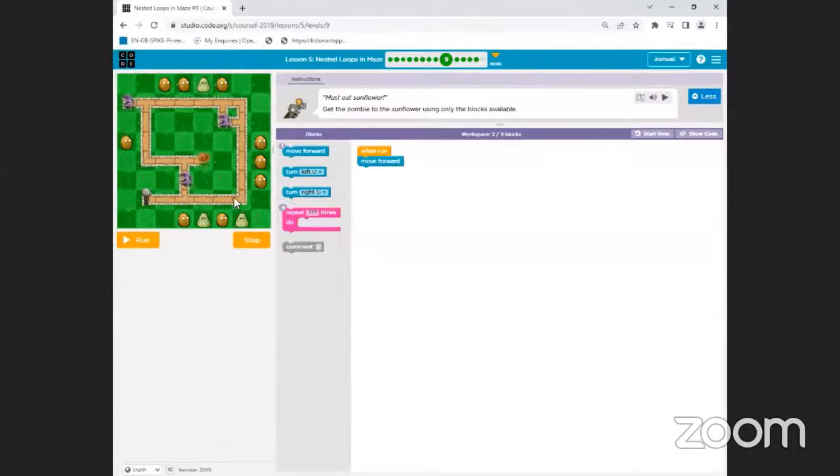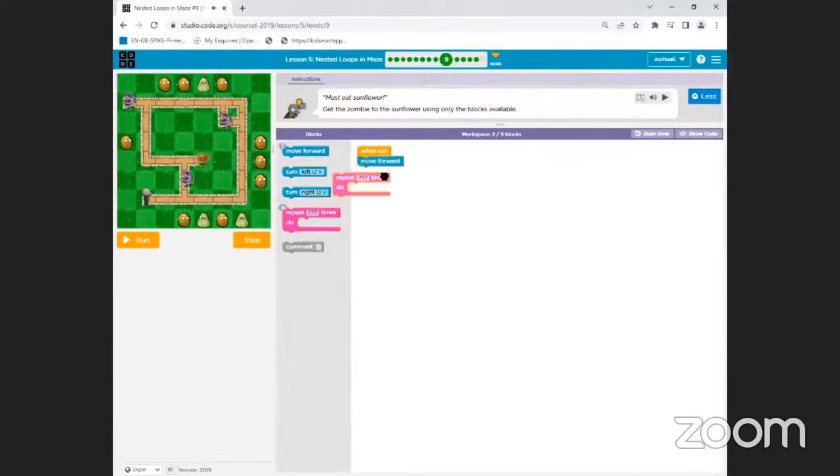So 1, 2, 3, 4, 5. 1, 2, 3, 4, 5. 1, 2, 3, 4, 5. 1, 2, 3. 1, 2, 3. So that's the route that we need to take. And there's already a move forward there anyway.